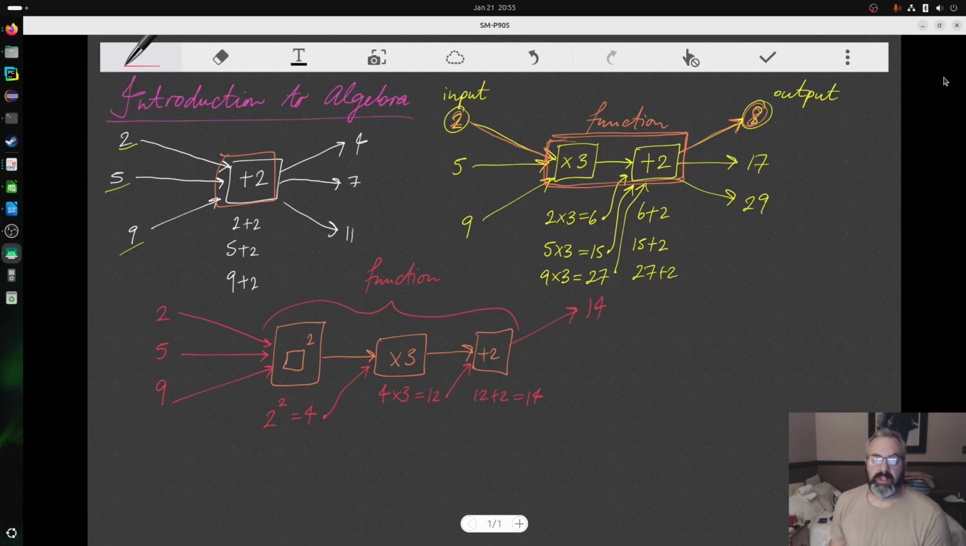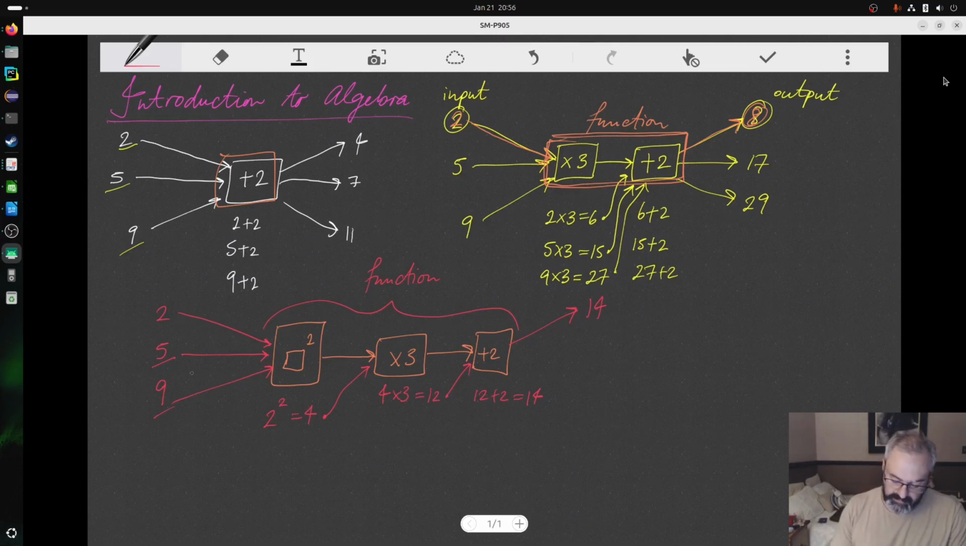You can pause the video here and quickly calculate the outputs for 5 and 9. And then when you are done with that, you can play again and see if you get the same answers as me. So let's go and have a quick look at it.